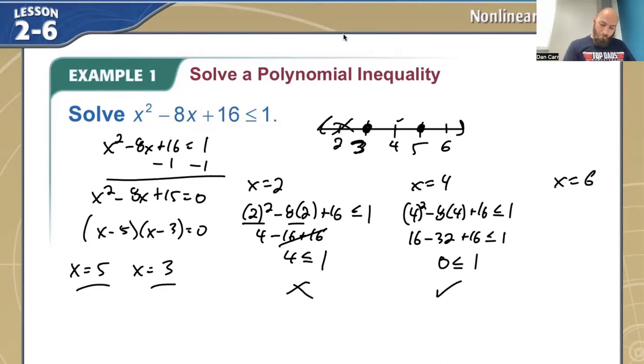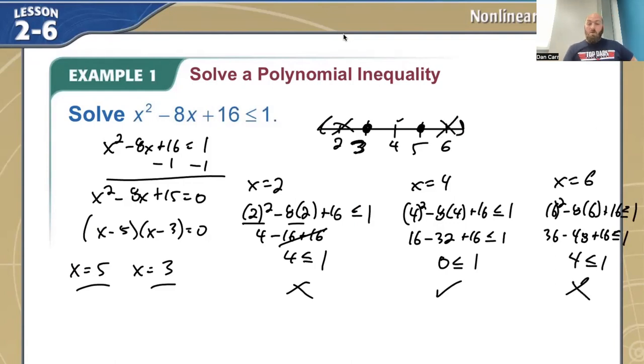Now 6. I'm going to have 6 squared minus 8 times 6 plus 16. Is that less than or equal to 1? So we have 36 minus 48 plus 16. 36 and 16 together is 52. 52 minus 48 is 4. So is 4 less than or equal to 1? No, it's not. So based on my number line, we know that 3 will work, and we know that 5 will work. And we also know that 4 works from my work right here.